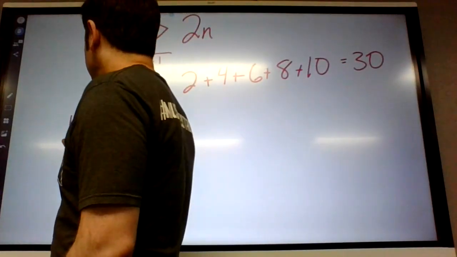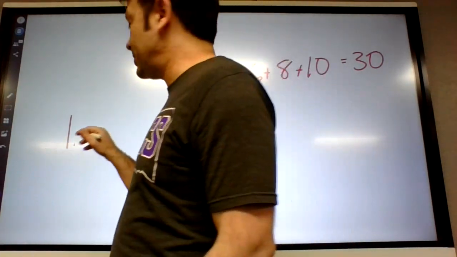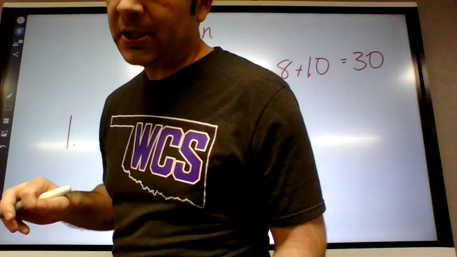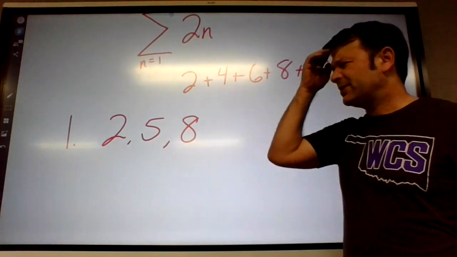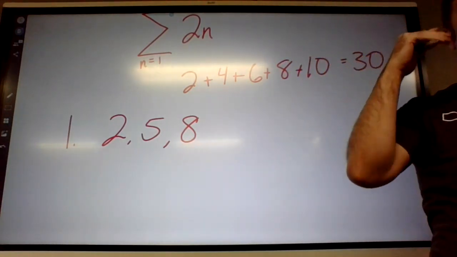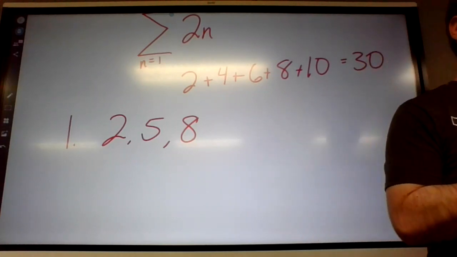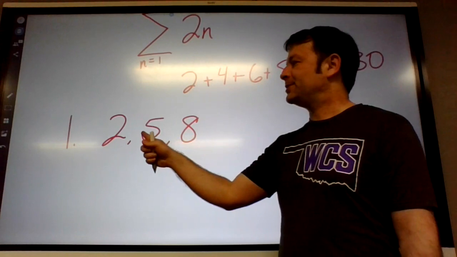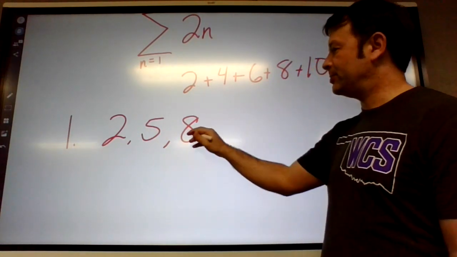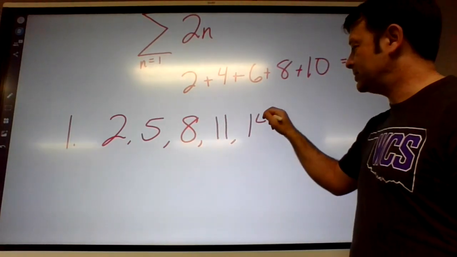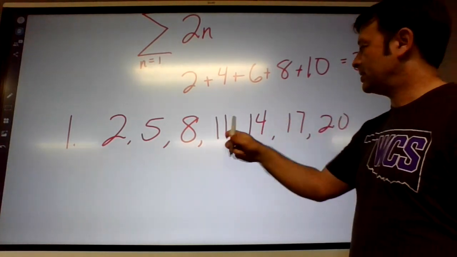Number 1. Okay, it says find S sub 7 for each arithmetic sequence. 2, 5, 8. S sub 7 means we're supposed to find the sum of the first 7 terms. So we need to find the first 7 terms. What is the pattern here? Plus 3. So the fourth term would be 8 plus 3, 11 plus 3, 14 plus 3. Okay, that's 7, right?